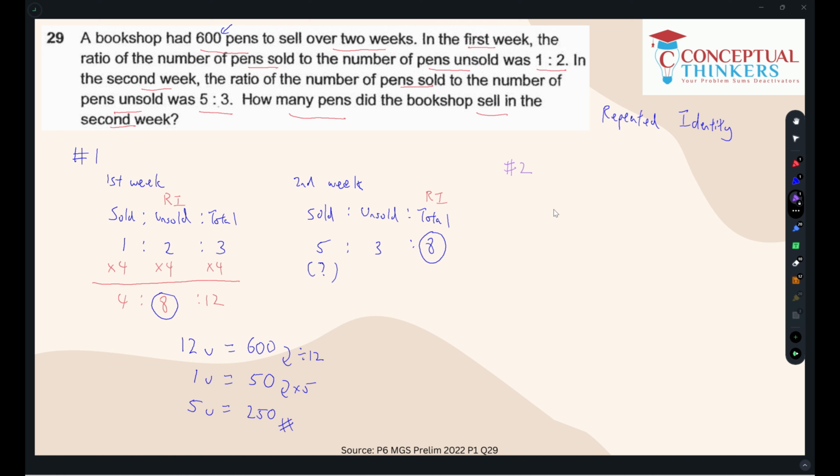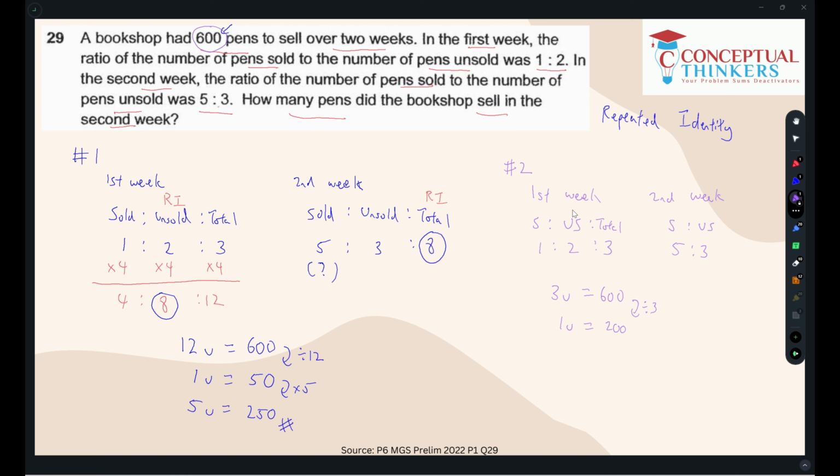The ratio will be the same, so let me just write down the ratio. For the first week, I'm going to use S to represent sold and US to represent unsold. We get 1:2. For the second week, sold and unsold will be 5:3. Now we can straight away use this 600 and link it. The total here is actually 3. So 3 units will be equal to 600. 1 unit will be equal to 600 divided by 3. So I'm going to get 200.